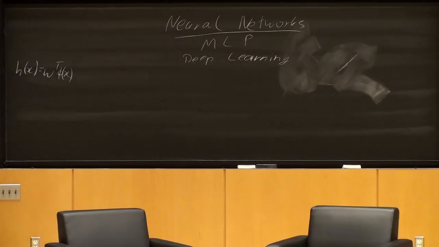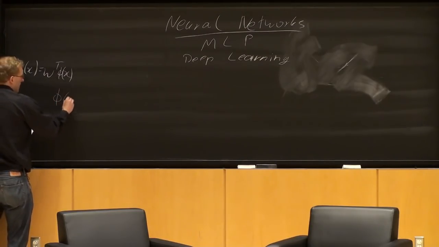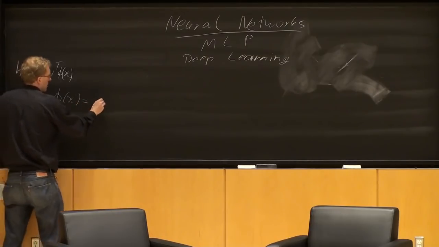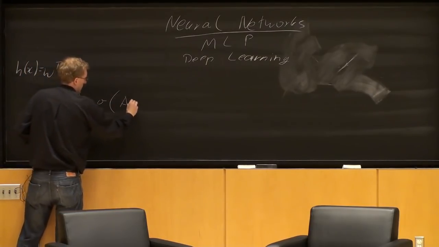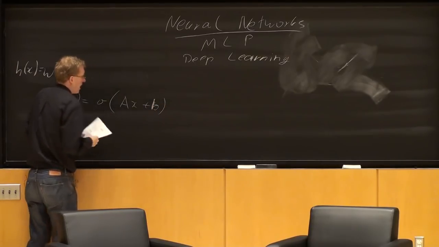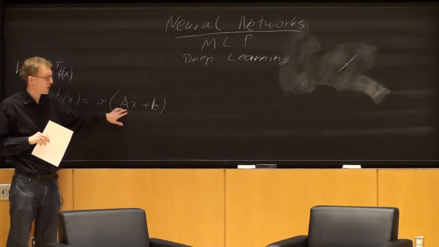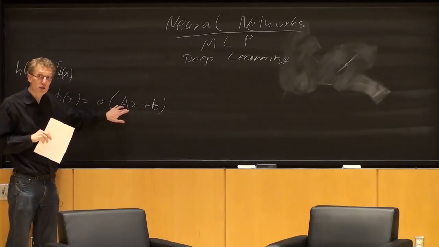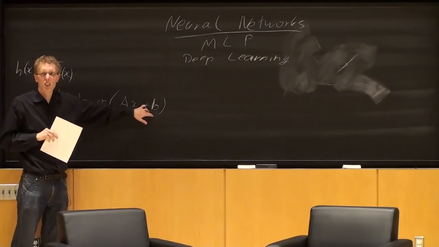So we just actually learn that function. And so in neural networks, what we say is phi of x equals sigma of Ax plus b, where A is just a matrix. So I just take my x, multiply by a matrix, and then add a constant to it.